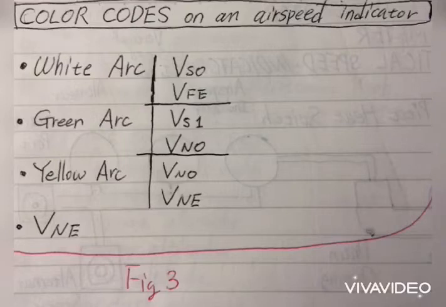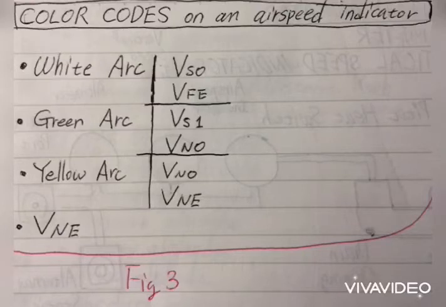Green arc is normal operating range. Green arc starts from VS1, ends at VNO. VS1 is normally power off stall speed at maximum takeoff weight in a clean configuration. VNO is a maximum structural cruising speed.